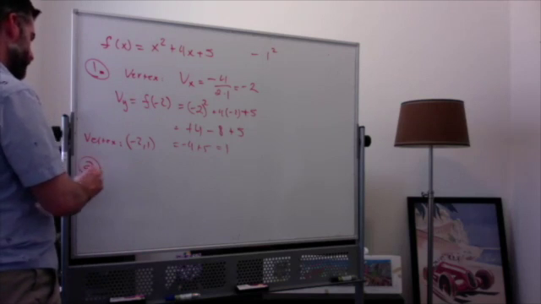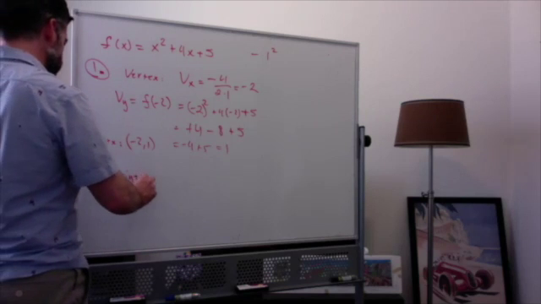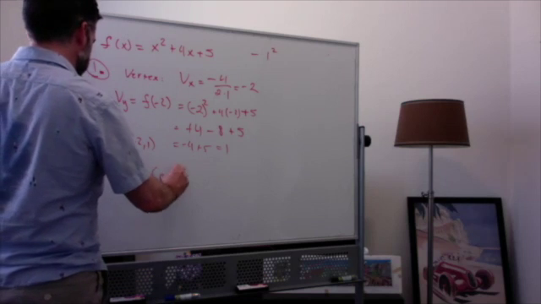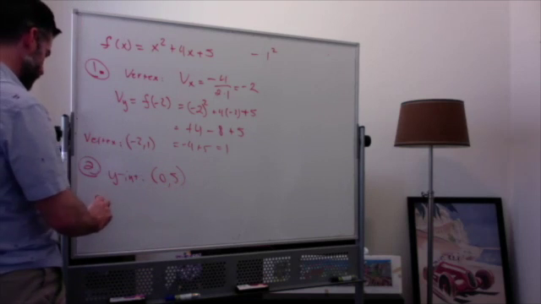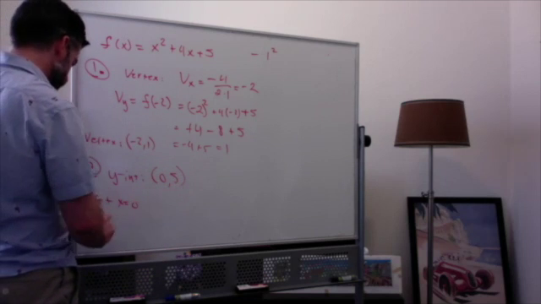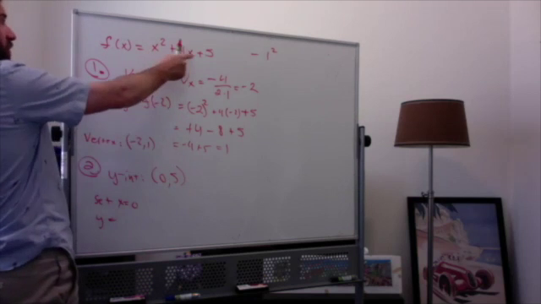My y-intercept is the point 0, 5. Because if you set x equal to 0, y is going to equal 0 squared plus 4 times 0 plus 5.